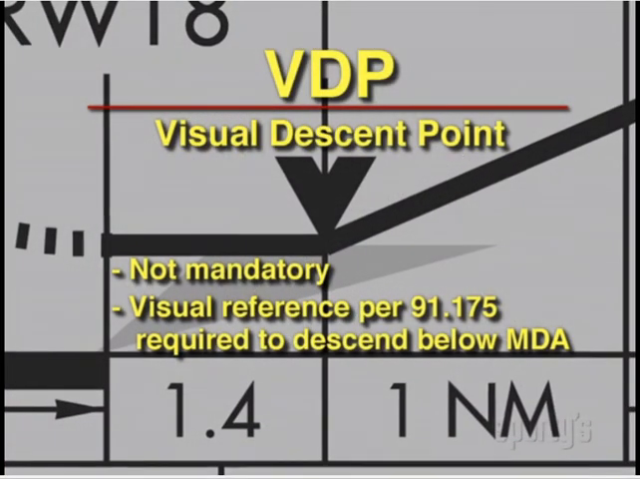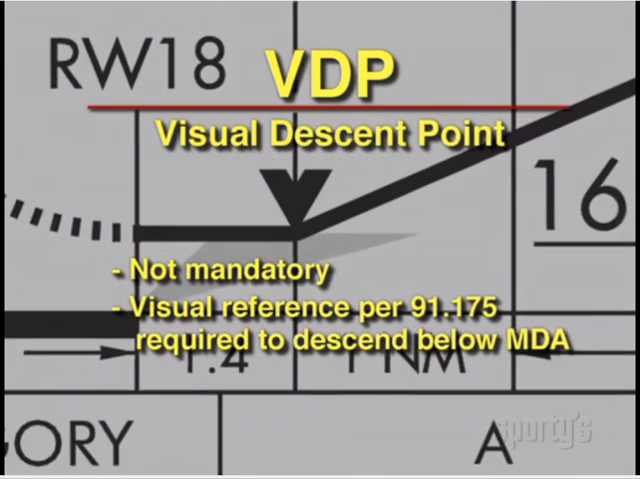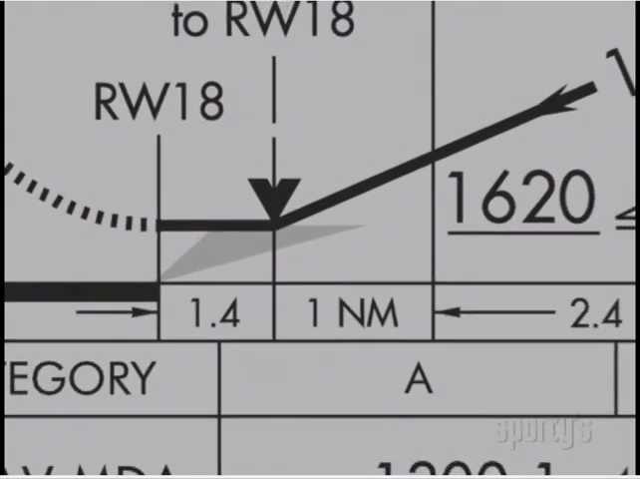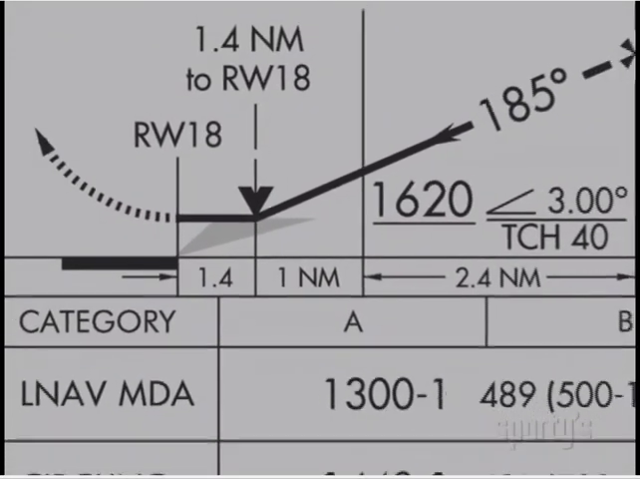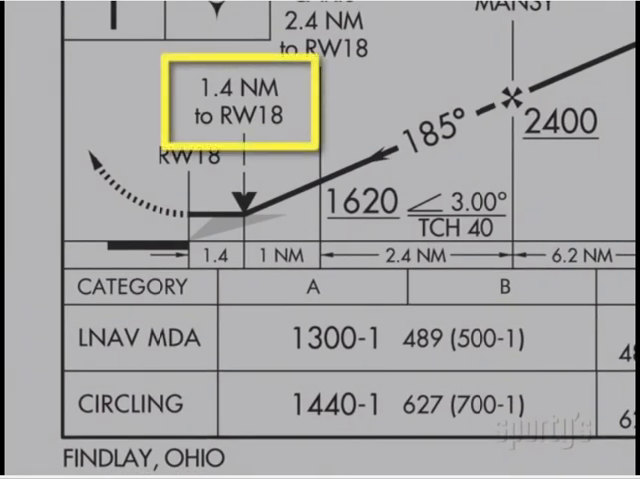VDPs are a defined point on the final approach course from which, provided the runway is in sight, a normal descent from the MDA to the touchdown portion of the runway would be obstruction-free. VDPs are usually DME or GPS fixes, but could be any approved navigational fix. Approach charts show the VDP as a V on the profile view. No special technique other than identifying the VDP is required to use the visual descent point.